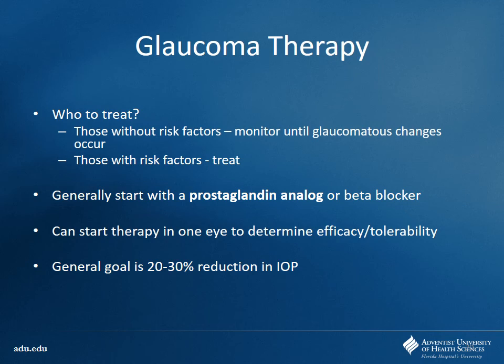Typically, what you can do is start therapy in one eye just to see how they tolerate it. If they have really bad side effects, they always have the other eye they can see out of. So you can use that to determine tolerability and efficacy. You can do a pre-post at the same time because you have one eye that's untreated versus one that is. And generally the goal is to get an intraocular pressure decrease of around 20 to 30%.